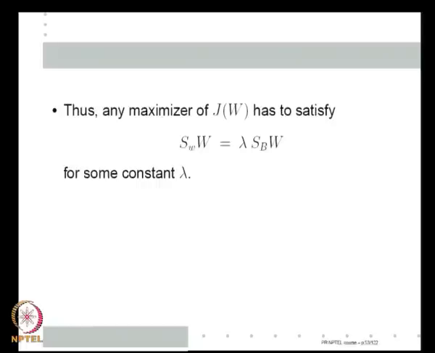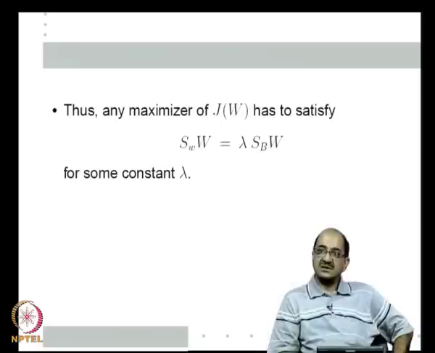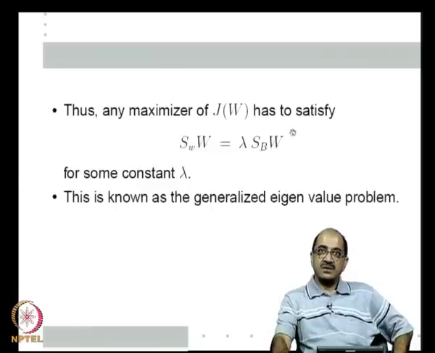This is reminiscent of the eigenvalue problem, right. In an eigenvalue problem, you get Ax equal to lambda x. So, some matrix times a vector is lambda times the same vector. Here I am not getting the same vector, but some other matrix multiplied by W, but this is also very similar to the eigenvalue problem. So, this is known as the generalized eigenvalue problem.